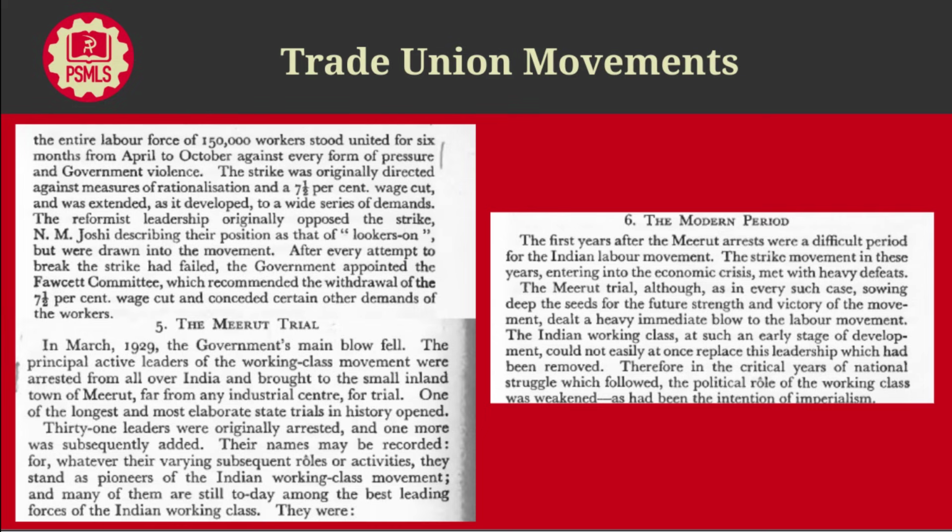The Meerut Trial. In March 1929, the government's main blow fell. The principal active leaders of the working class movement were arrested from all over India and brought to a small inland town of Meerut, far from any industrial center, for trial. One of the longest and most elaborate state trials in history opened. 31 leaders were originally arrested, and 1 more was subsequently added.